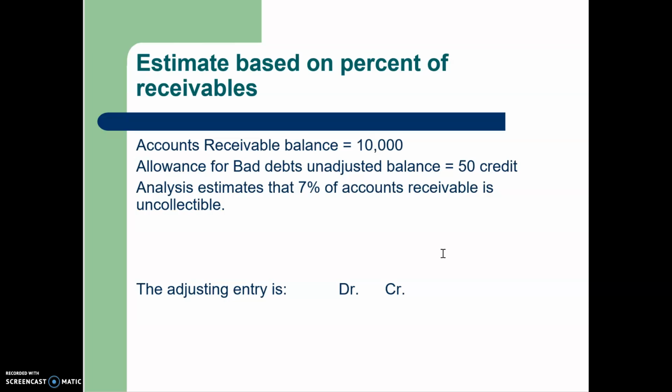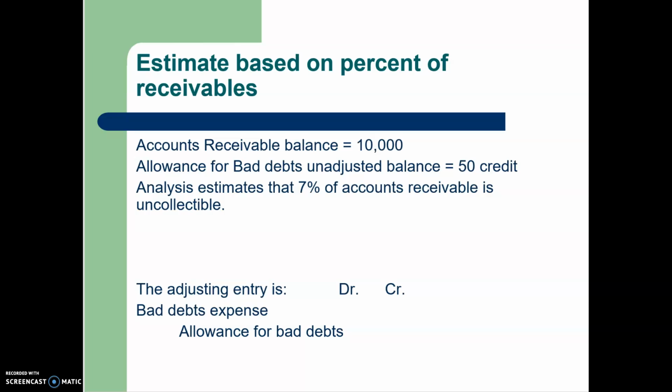So let's take a look at an example. Accounts receivable has a balance of $10,000. Allowance for bad debt has an unadjusted balance of $50 credit. We've done our analysis. We estimate that 7% of accounts receivable is uncollectible. So we're going to make our adjusting entry to debit bad debt expense, credit allowance for bad debts.